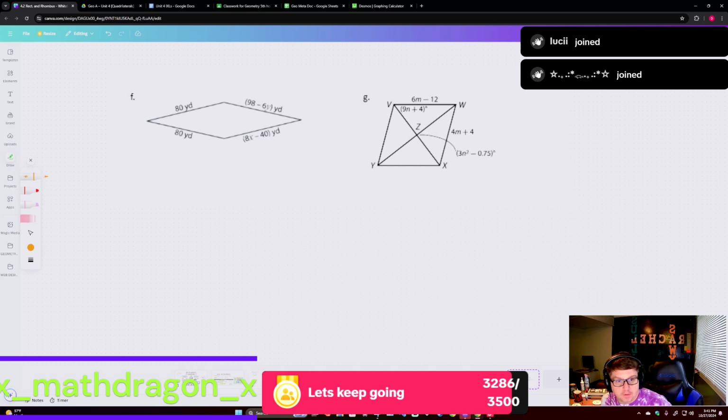I like that one. So let's talk about this right here. We know that this angle measure, this pink angle right here, that got formed was a 90 degree angle because it's a rhombus. So I'm going to do 3n squared minus 0.75 equal to 90. So what I'm going to do is add 0.75 to both sides.